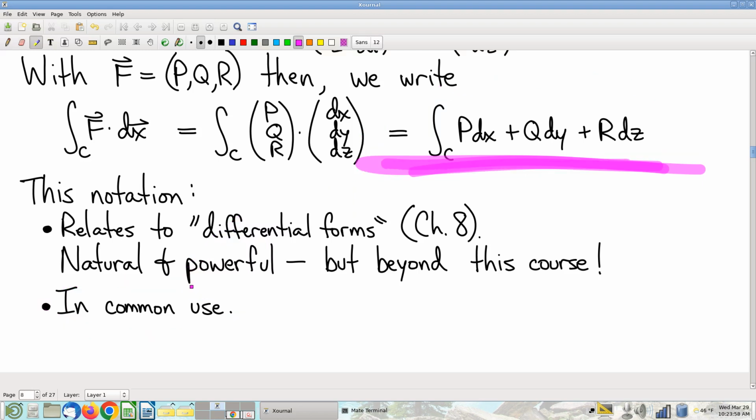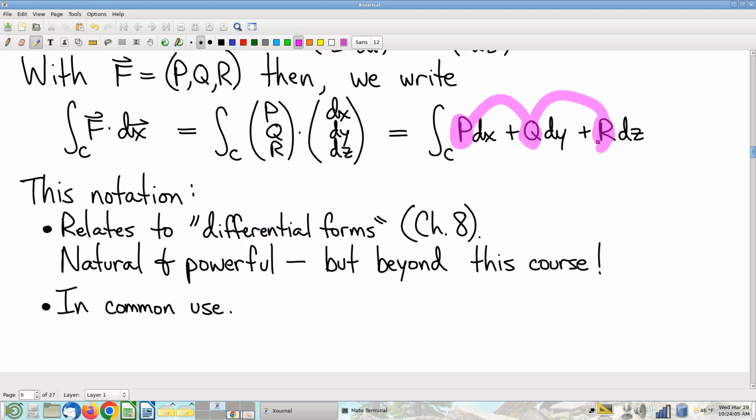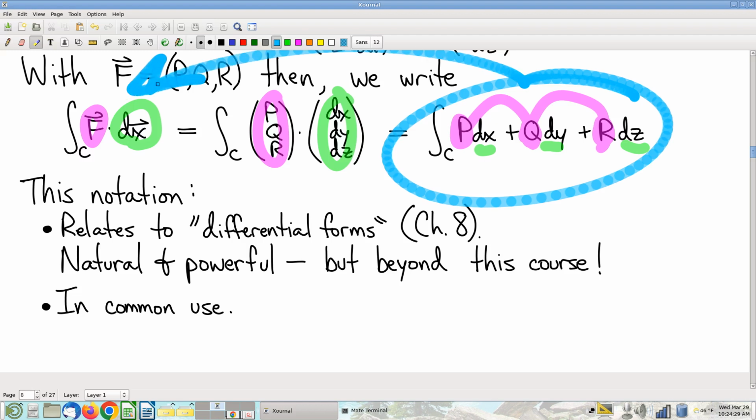Side note, what do you do with it? Well, just recognize when you see this notation that the P, the Q, and the R are just a fancy way of telling you what your vector field is. And the dx, the dy, and the dz, that's just telling you that you're doing a vector line integral of that vector field, PQR. So, roughly speaking, when you see this, I want you to think this. Does that all make sense?